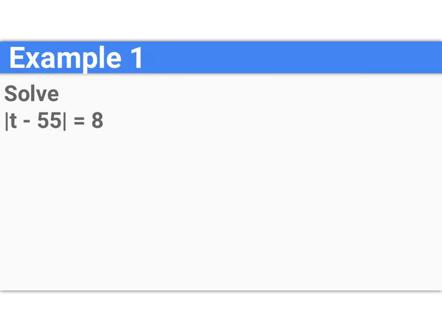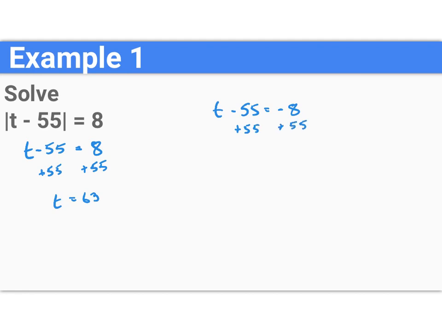Okay, so let's look at this. You have to solve t minus 55 equals positive 8, and then t minus 55 equals negative 8. You're adding 55 to both sides, and then now t equals 63, and when you add 55 to both sides of the other equation, t will now be 47.